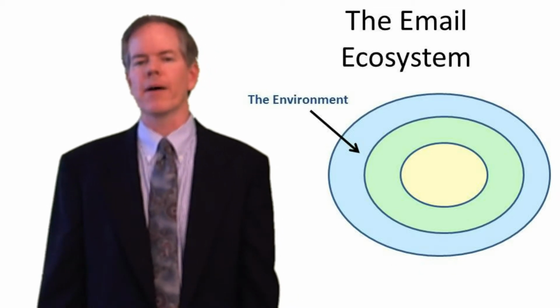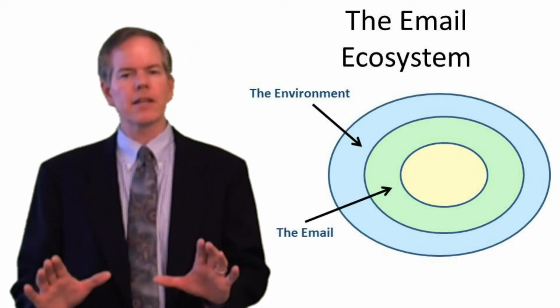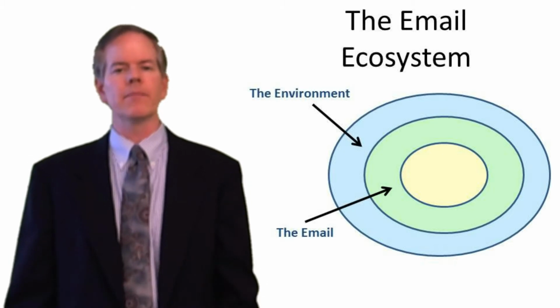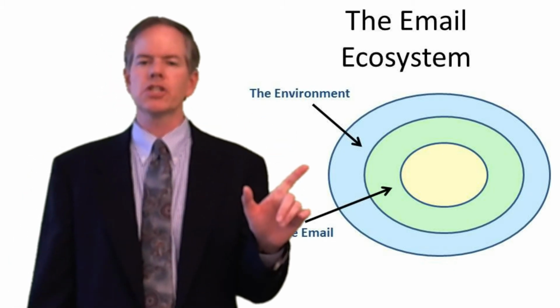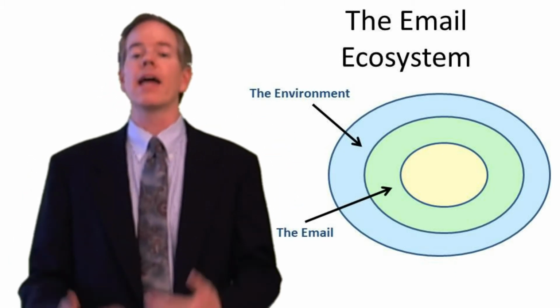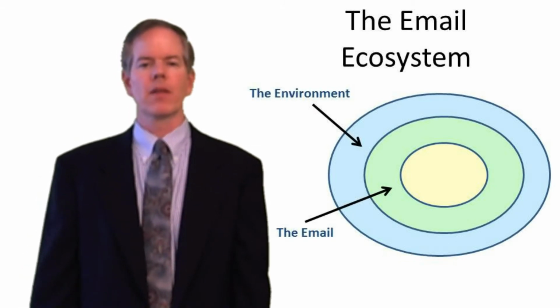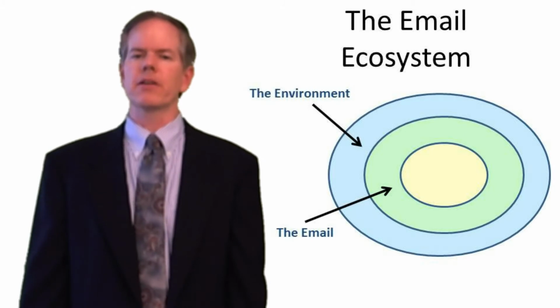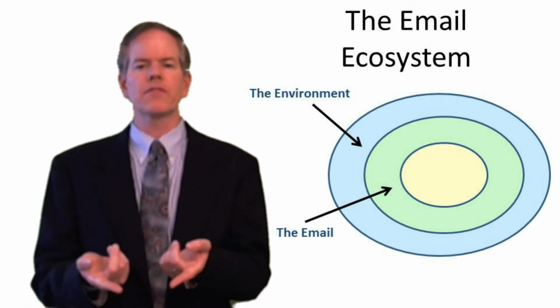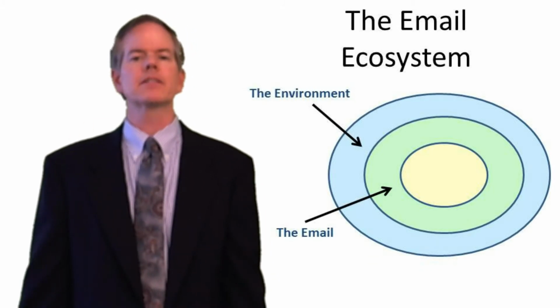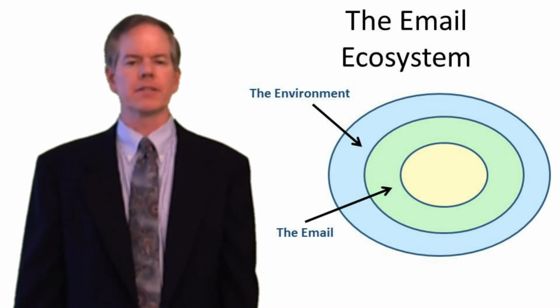Let's talk about the email. The second part of the email ecosystem is the email that you've written. However, it has nothing to do with the content of that email and everything to do with the outside of that email. One way to think about this part of the email ecosystem is to picture a circle that fits inside of a larger circle that makes up the total email environment.